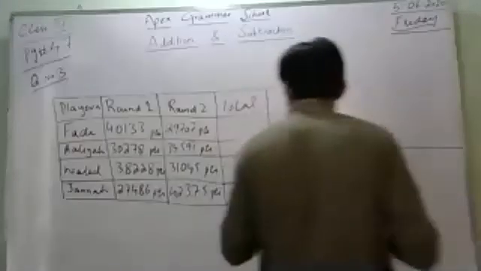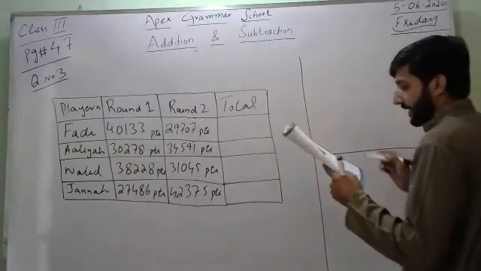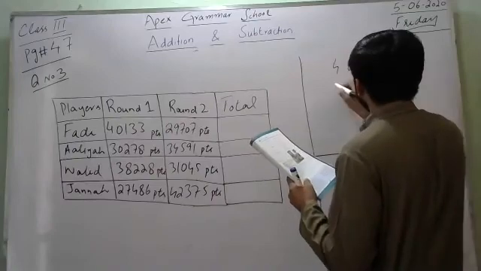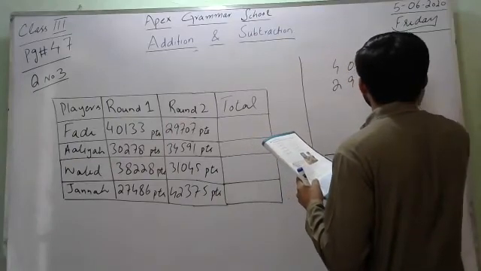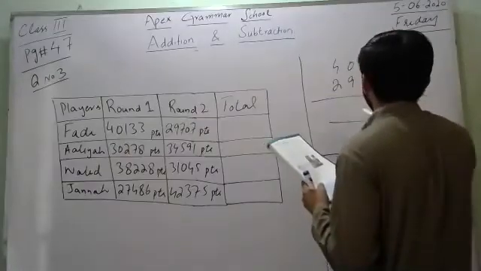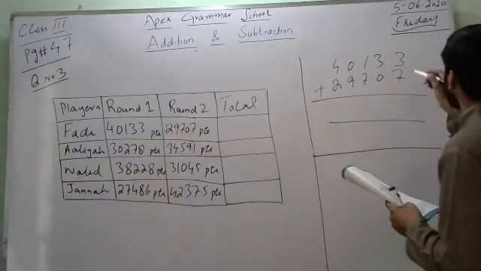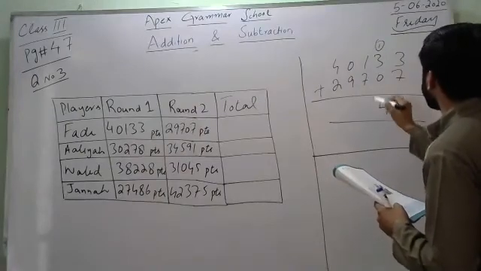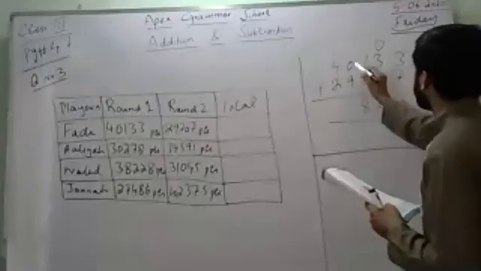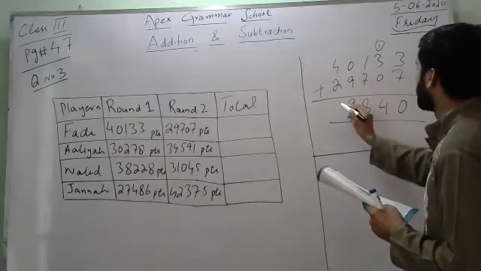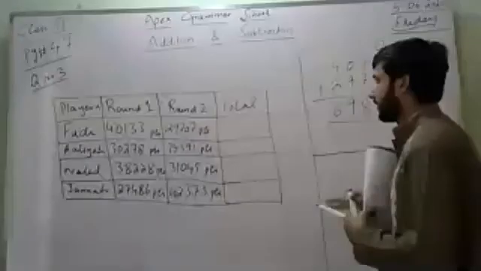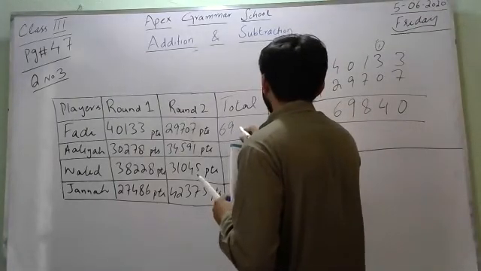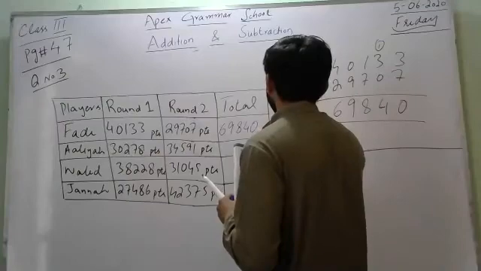First of all, we'll find out the total of Fadi. In round 1, Fadi has 40133 points, and in round 2, 29707 points. For total, we have to find out addition from extreme right. 7 plus 3, 10. 1 carry. 3 plus 1, 4. 7 plus 1, 8. 0 plus 9, 9. And 4 plus 2 is 6. So the total of Fadi in 2 rounds is 69840 points.